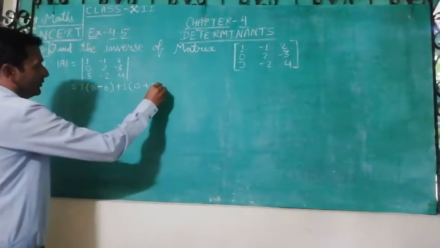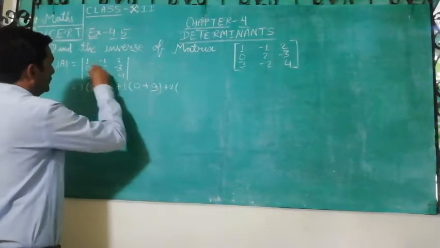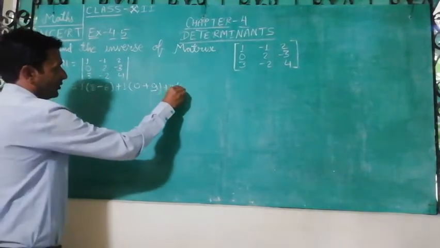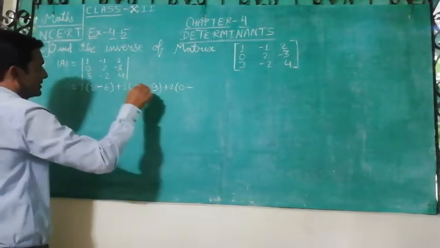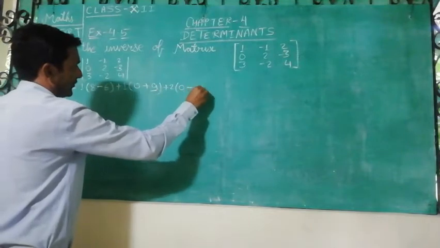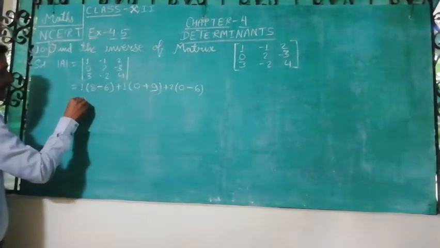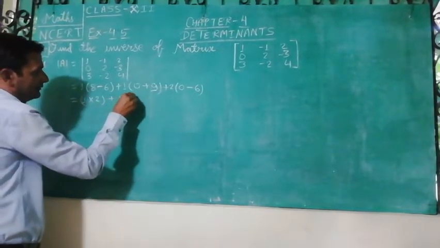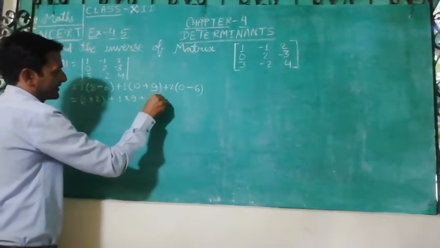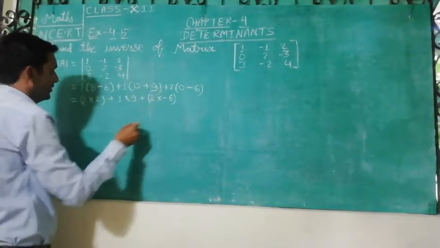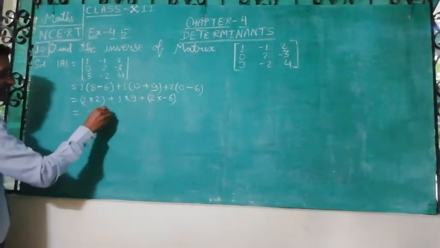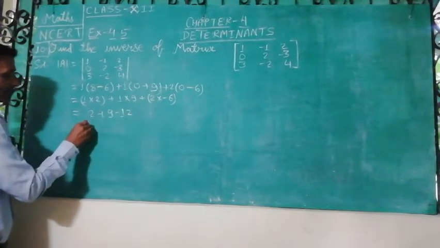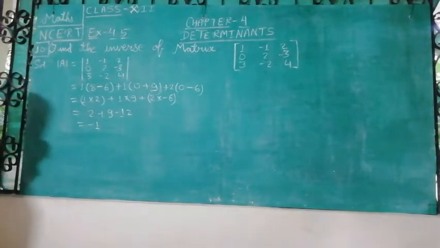Now plus 2 into, now this row and this column will be eliminated. 0 into -2 is 0. -3 into 2 is -6. So it will become 1 into 2 plus 1 into 9 plus 2 into -6. So this will be equal to 2 plus 9 minus 12, means 11 minus 12, that is equal to -1. So determinant A is -1.